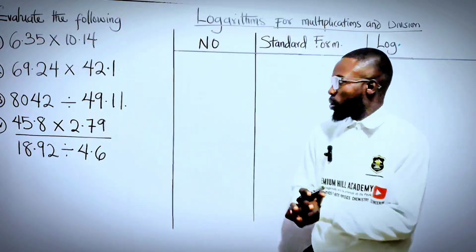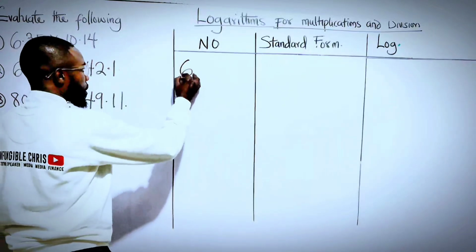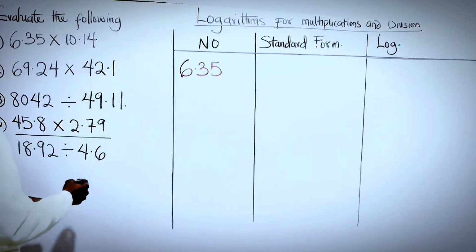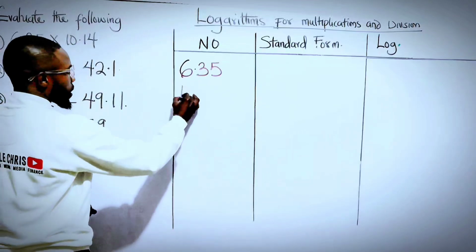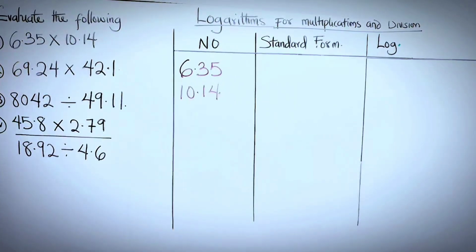There are 4 questions on the board. It says evaluate log 6.35, log 10.14. Those are the things we're asked to do at first.